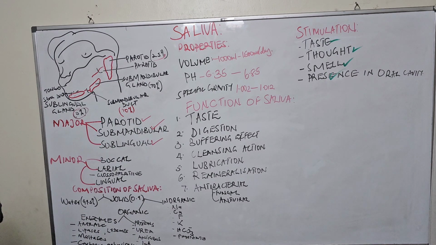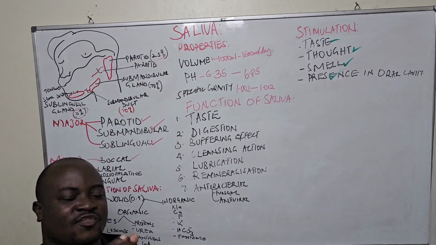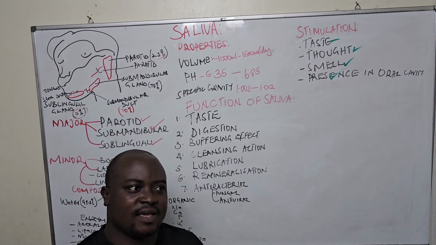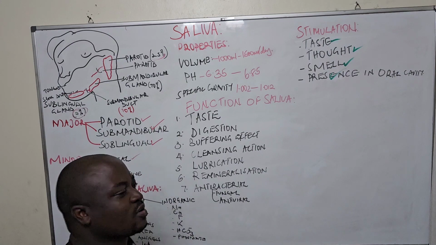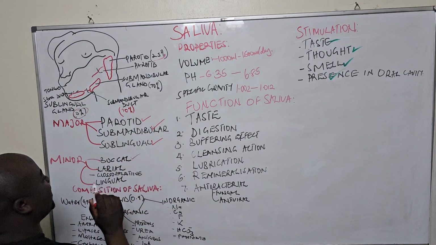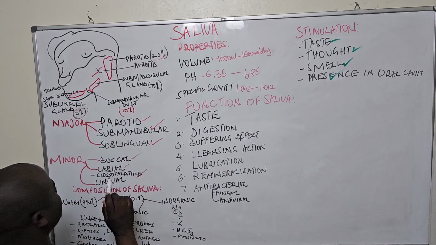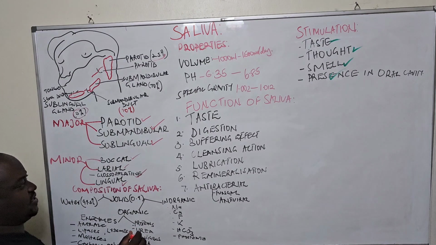We also have some other minor glands. For example, the buccal gland. These are so many, and they are found in the oral cavity, just in the mucosa. We have the buccal gland, the labial, the glossopalatine, the lingual, and others.